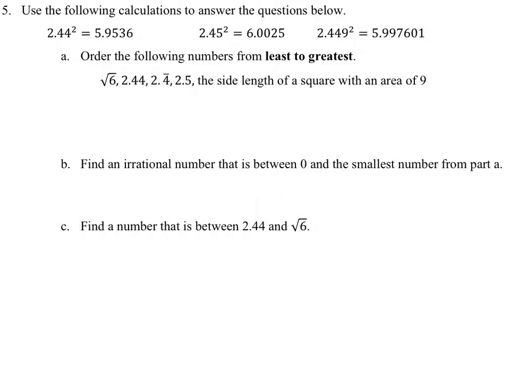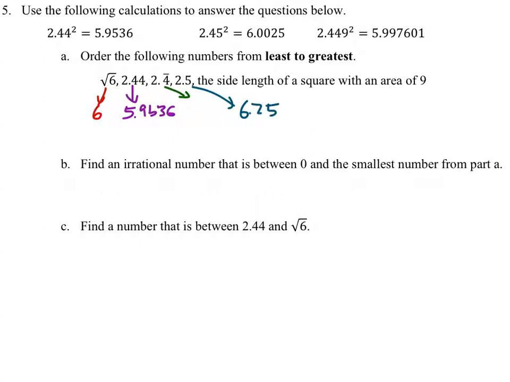Alright, well, I guess we'll have to list these. So, let's square all of them. Square root of 6 squared is 6. 2.44 squared is 5.9536. 2.4 repeating squared, we're going to have to look at that one in a moment. But let's look at 2.5 squared first, which we already identified as 6.25.